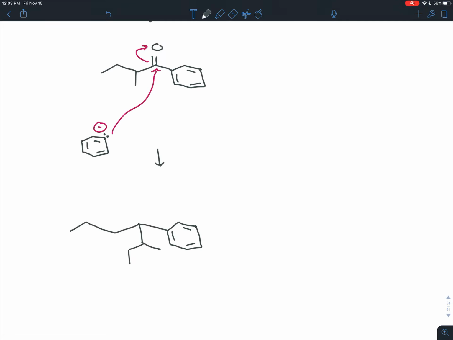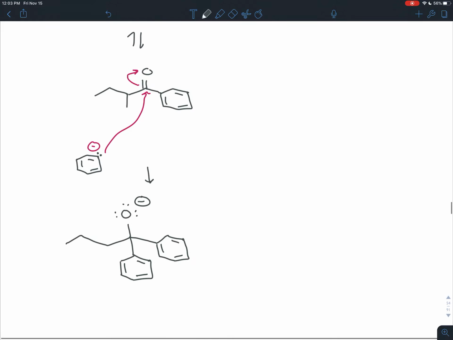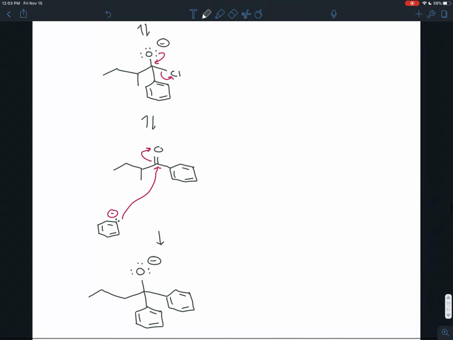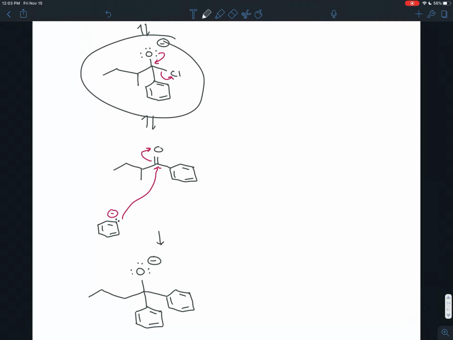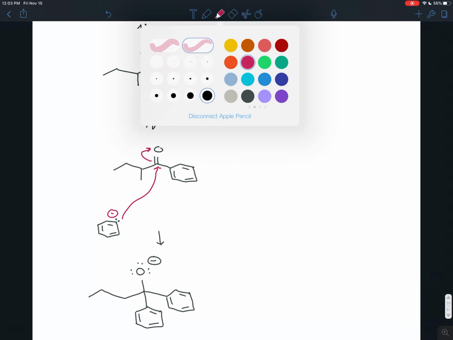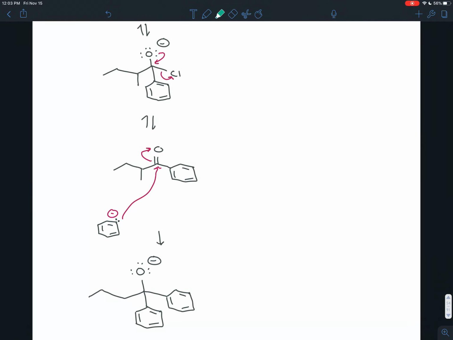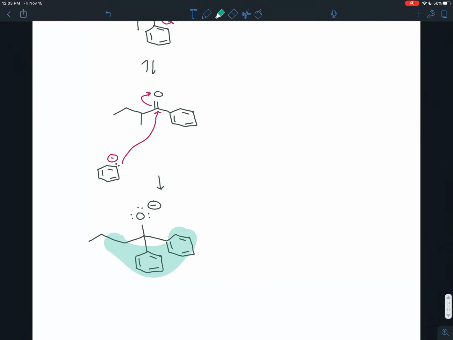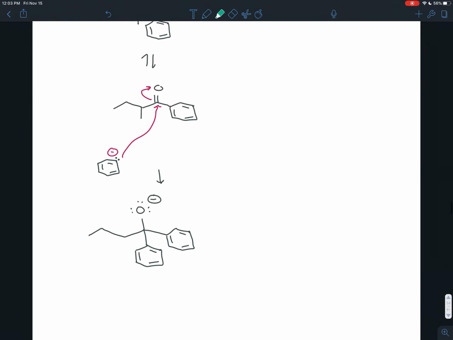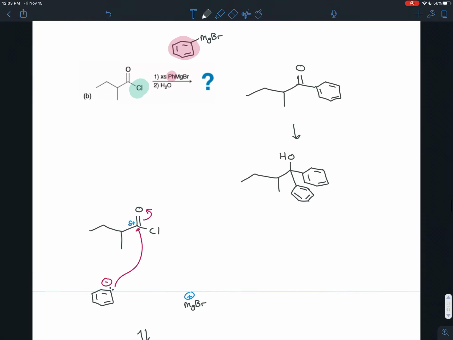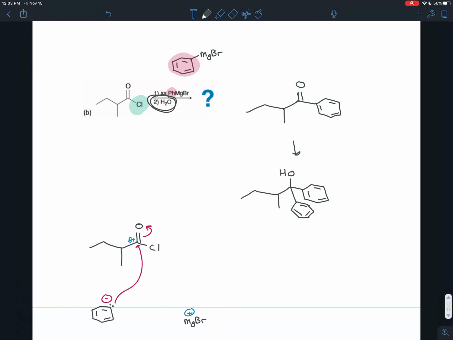Now we have two benzene rings, or if you prefer, phenyl branches on that carbon. The oxygen has a negative charge, so it's similar to the tetrahedral intermediate we had before, but the difference is that before we had a good leaving group, and now we don't have any leaving groups. So the negative charge can't snap back down. The best you could do is a proton transfer from water. That's why water is the second step here that we see.